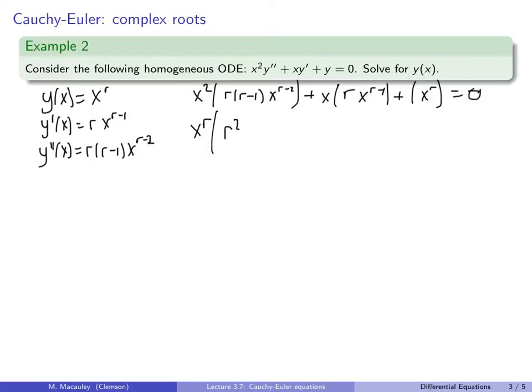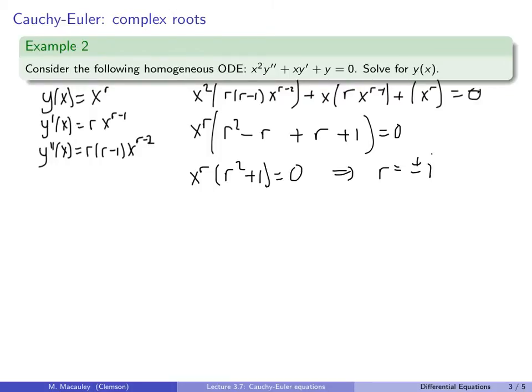Let's write it down. This is going to be r squared minus r, then plus r from here, plus r, and then plus 1 from up here, plus 1 equals 0. So this is going to simplify as x to the r times r squared plus 1 equals 0. So this means that r is going to be plus or minus i.